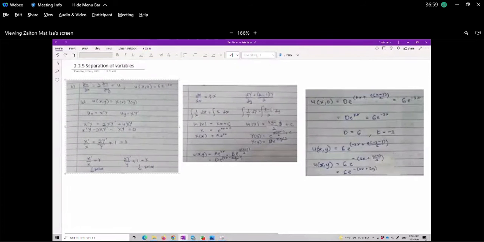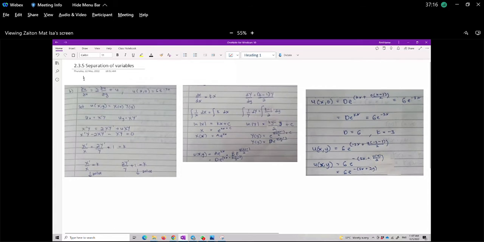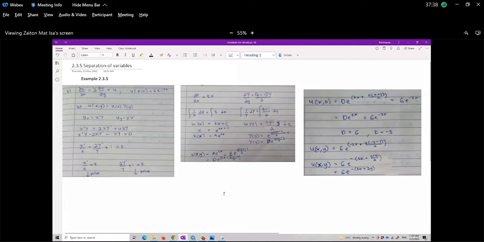I am in the office, so the office screen is big, so it is not too small to see. Okay, all in here, separation of variables B, 2.3.5. So get ready with your pen and paper. Mathematics, you cannot just read or listen. Make sure your hand moves. If your hand does not move, it doesn't count. Calculation is not the same as mathematics.